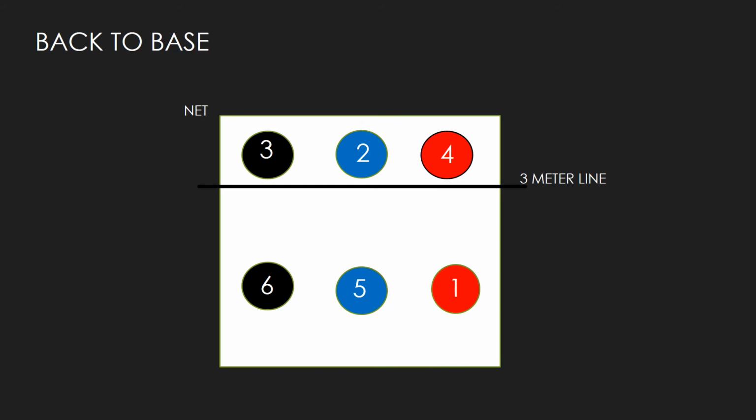And then again, once the ball from our team is pushed back over to our opponent's side, we return to base. And now again, since we rotated, players 3, 2, and 4 are in the front, and 1, 5, and 6 are in the back at base.